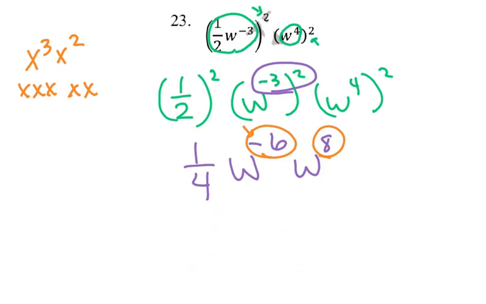Okay, another way to do that problem is, remember that w to the negative 6 would be 1 over w to the 6th. So what I would have then is 1/4 times 1 over w to the 6th times w to the 8th.